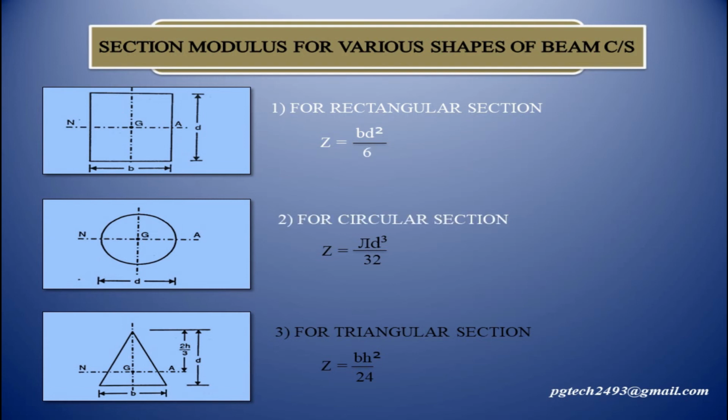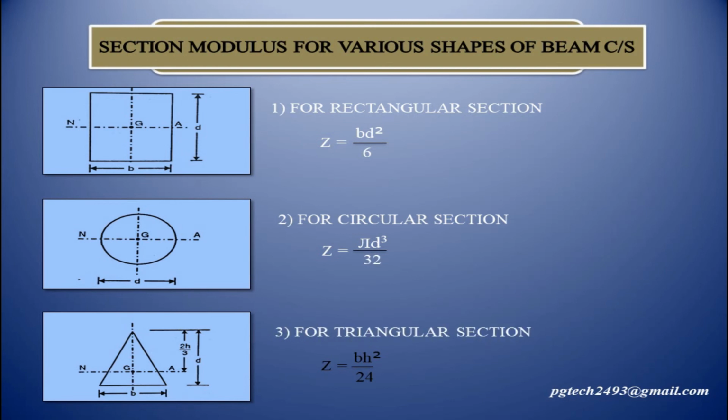Section modulus for circular section. Moment of inertia of circular section is pi d4 by 64, and the distance of extreme fiber from the neutral axis for circular section is D by 2. So after putting the values in the equation of section modulus I by Y max, we get pi d4 by 64 divided by D by 2. After solving this equation, we get the section modulus for circular section as Z equals pi d cube by 32.